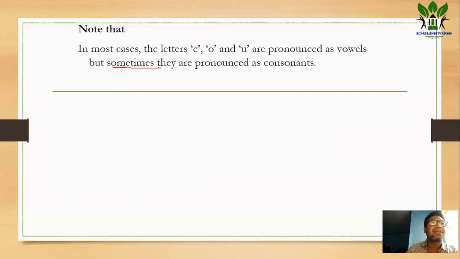Sometimes, remember, vowels are pronounced as consonants. So E is not all the time E, it might be something else. O is not all the time O. U is not all the time U.